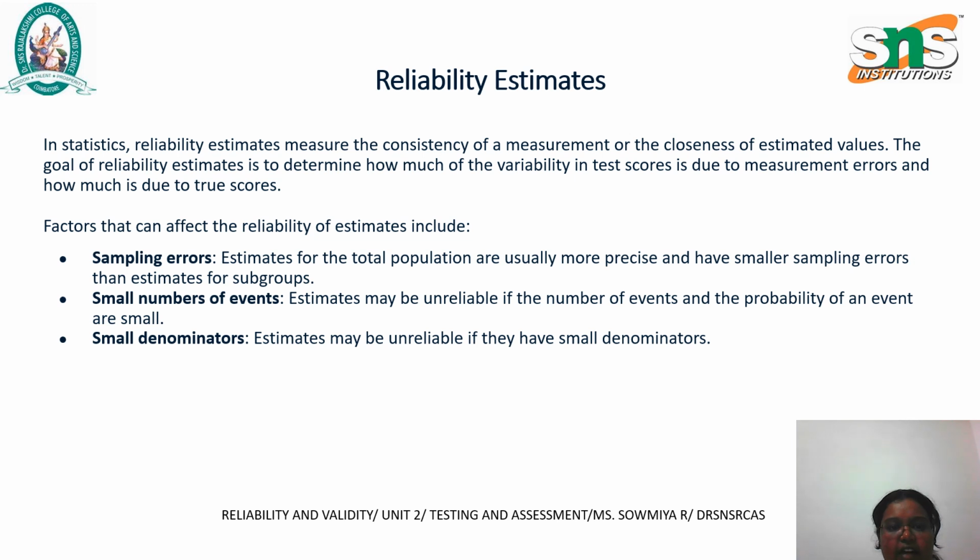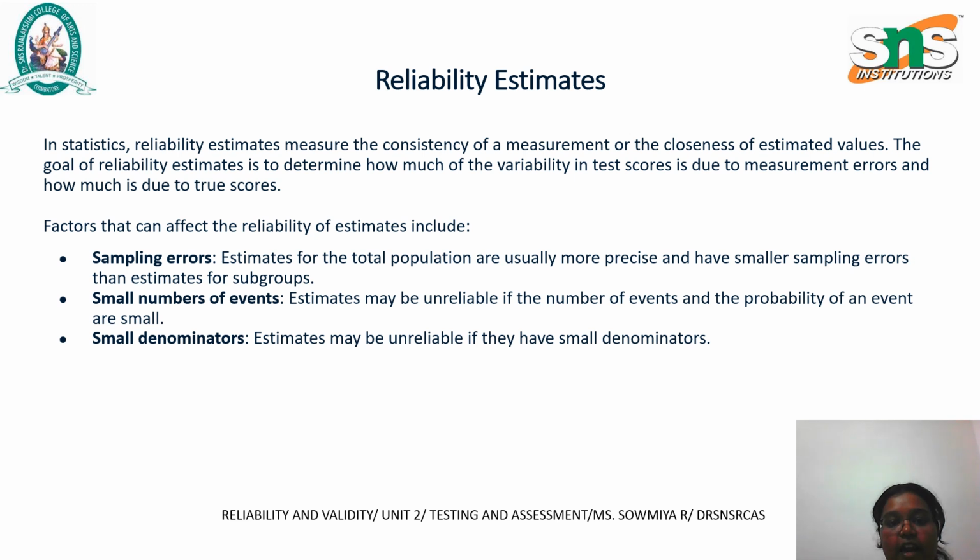The factors that can affect the reliability of estimates include sampling errors. The estimates for the total population are usually more precise and have smaller sampling errors than estimates for subgroups. Small numbers of events: estimates may be unreliable if the number of events and the probability of the event are small. Small denominators: the estimates may be unreliable if they have small denominators.